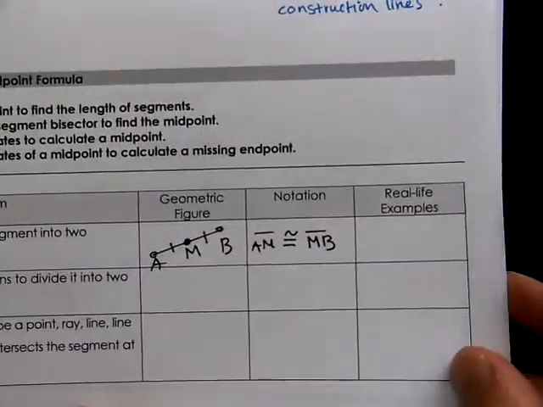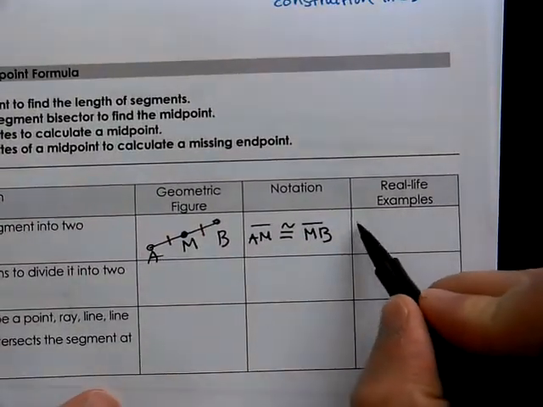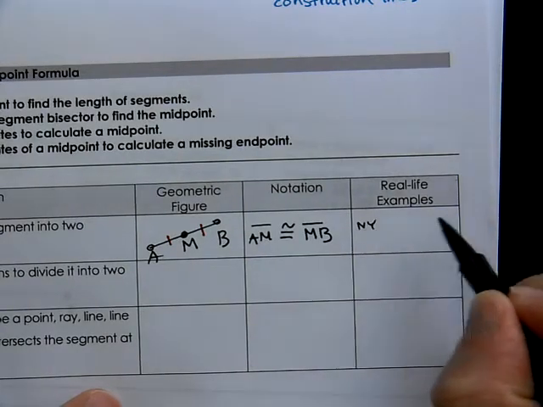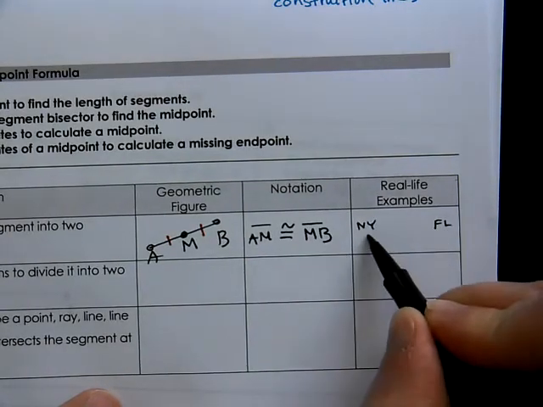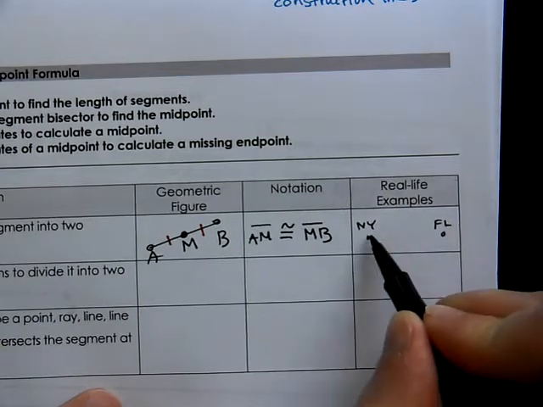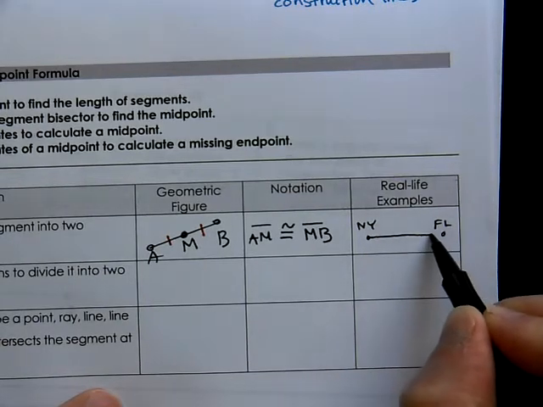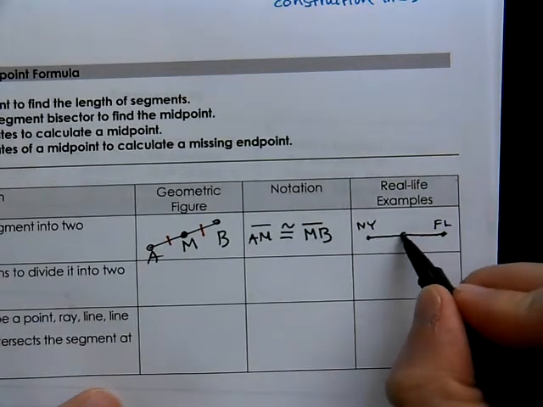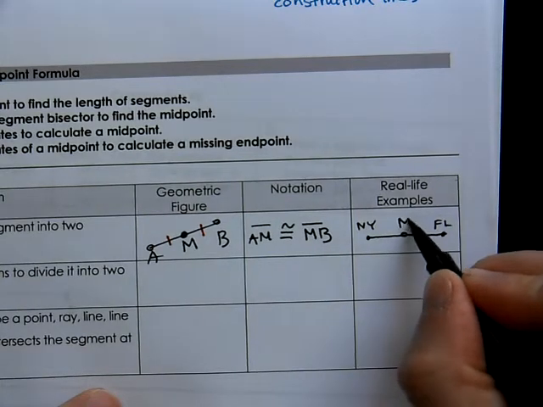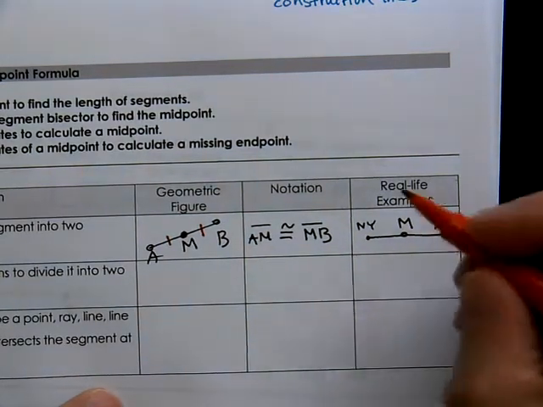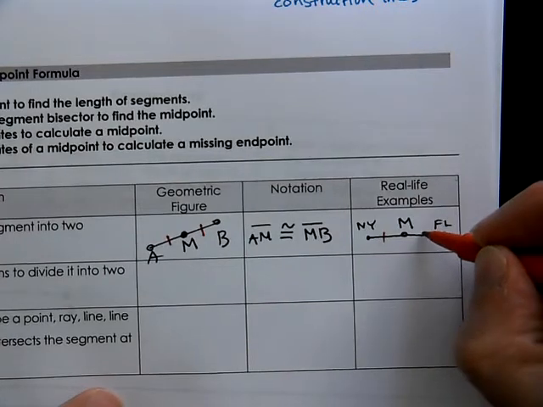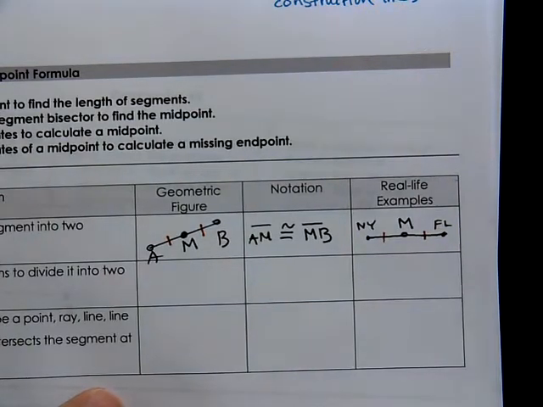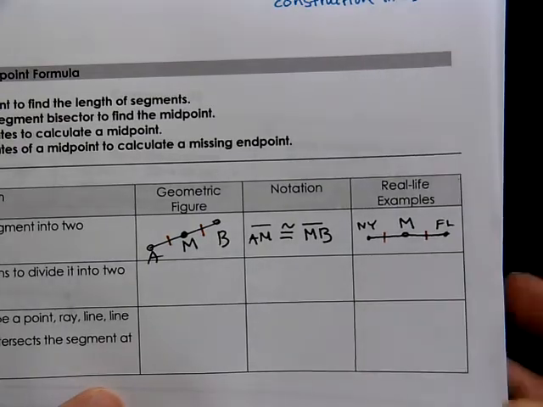So think, for example, if you're doing a really long road trip from New York all the way down to Florida. It's such a long road trip, you definitely have to stop. And you want to stop at the halfway point. You might want to know where that midpoint is so that you could take a break from your driving and give yourself a rest. I don't know what that midpoint is, but that's the concept, right? It's smack dab in the middle between the two endpoints.